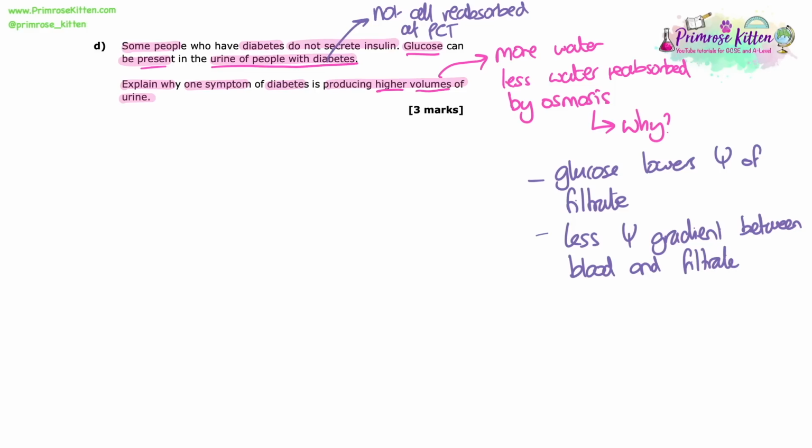And that means there's going to be less of a water potential gradient between the blood and the filtrate, which is what we need in order for water to leave the collecting duct by osmosis. So this makes sense. If there's less of a water potential difference, less of a difference in the gradient, then less water is going to move by osmosis back out of the collecting duct and into the blood.